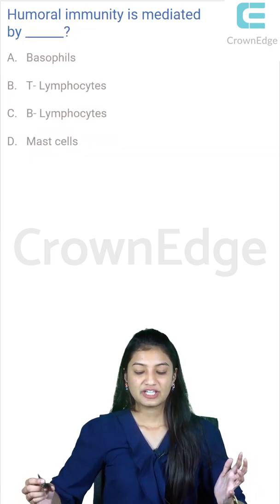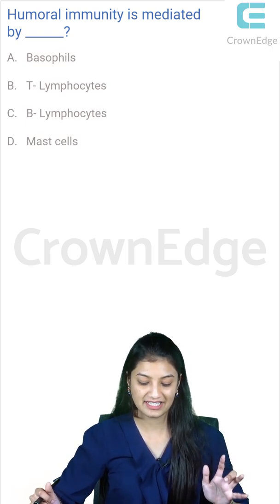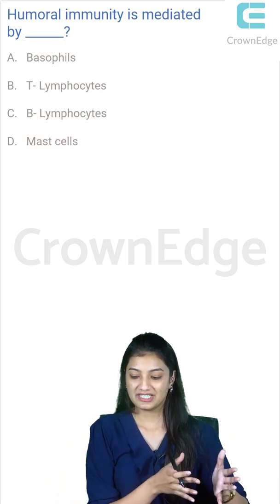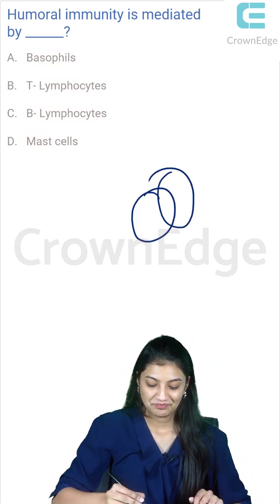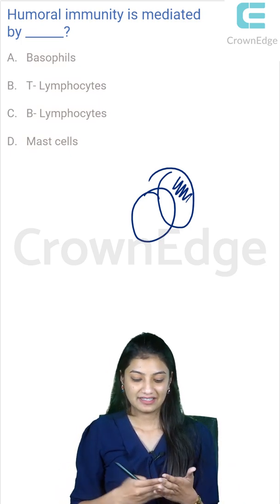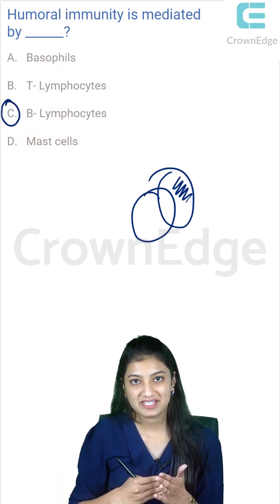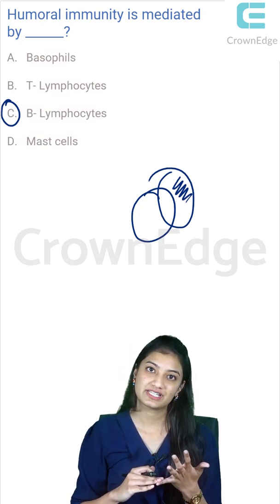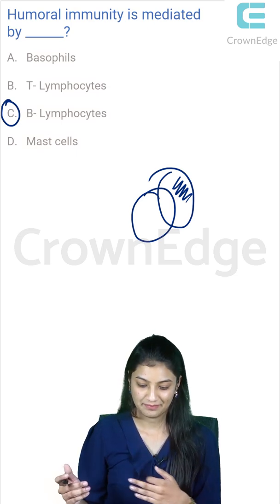Next question. Humoral immunity is mediated by basophils, T lymphocytes, B lymphocytes, or mast cells. Immediately you need to think about the innate immunity and adaptive immunity and the Venn diagram we had learnt. The adaptive immunity is something which comes over a period of time, and the B lymphocytes are the answer. They have a slow response, they are highly specific, and they are acquired over a period of time. These are the three things that we had learned.